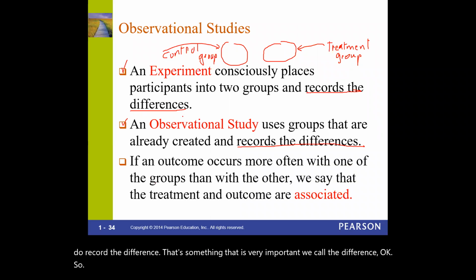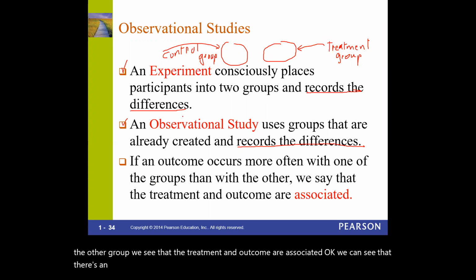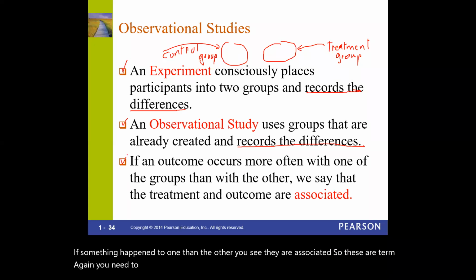So let's see again. This one says if an outcome occurs more often with one of the groups than the other group, we say that the treatment and outcome are associated, okay? We can say that there's an association. If something happened more to one than the other, you see they are associated. So these are terms, again, you need to try to remember when taking the exam.